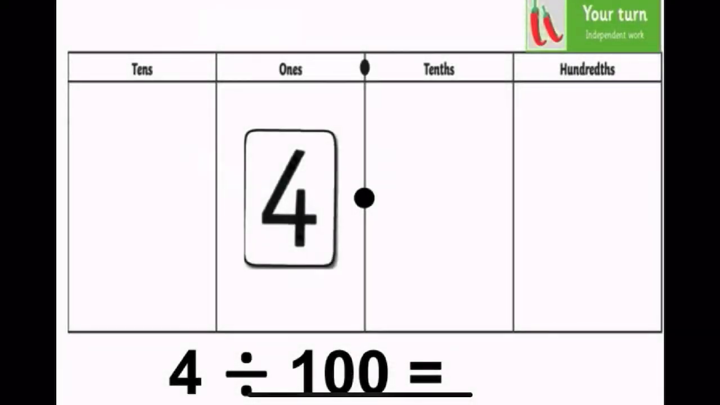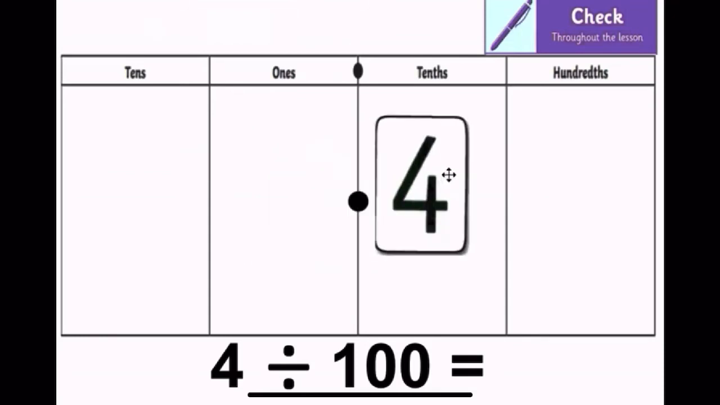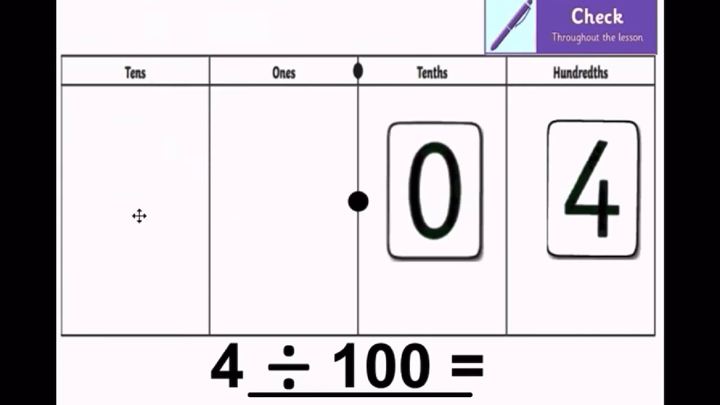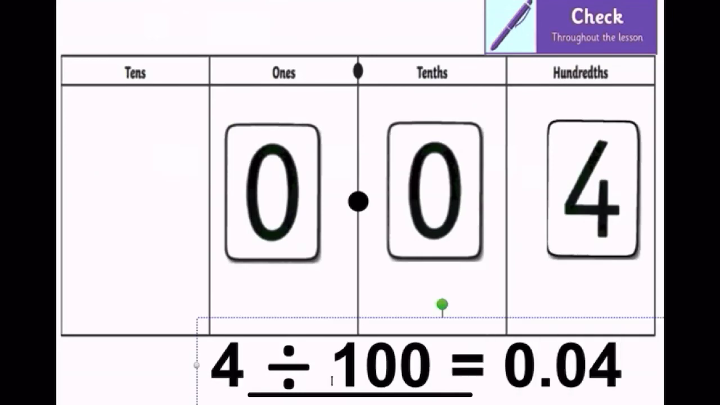So let's try your turn now. So pause the video and have a go at dividing 4 by 100. Use your place value cards and your place value grid if you need to. And join me in a moment for the answer. Okay, so how did you get on? Let's have a little look. So we know that the 4 needs to move 2 places to the right, and we need to use a 0 here to show we have no tenths, and a 0 here to show we have no ones. So the answer to that calculation is 0.04, 4 hundredths.